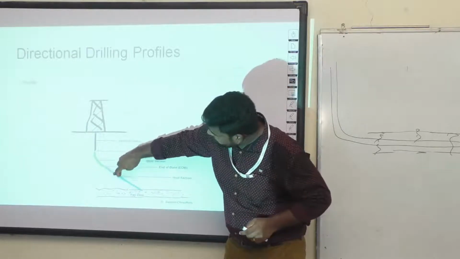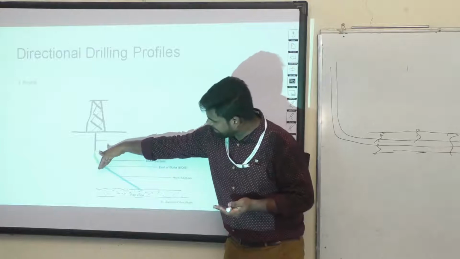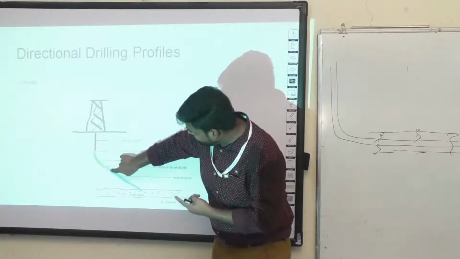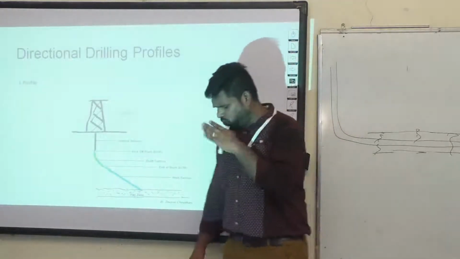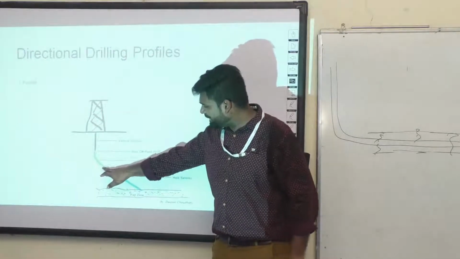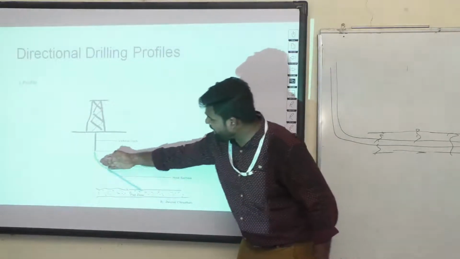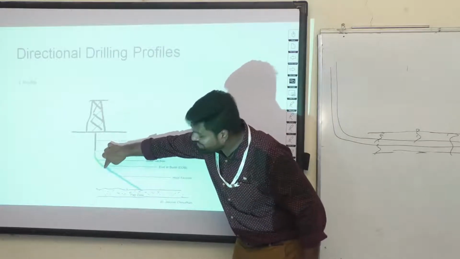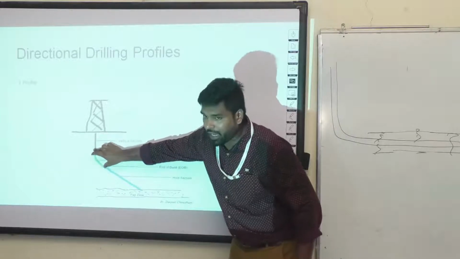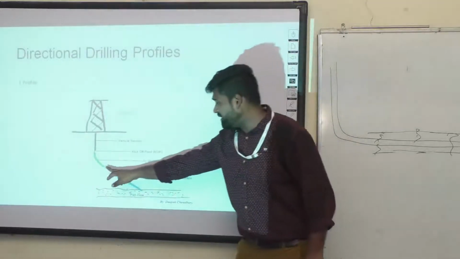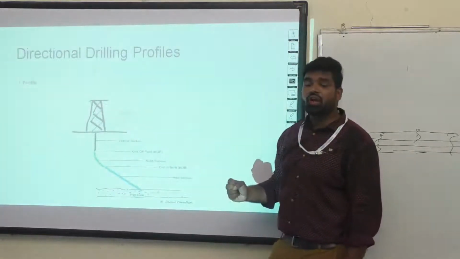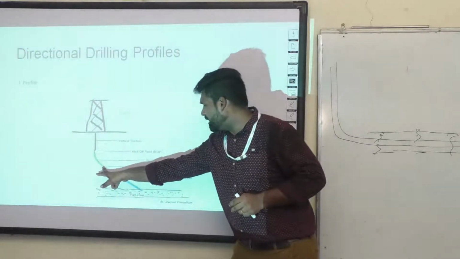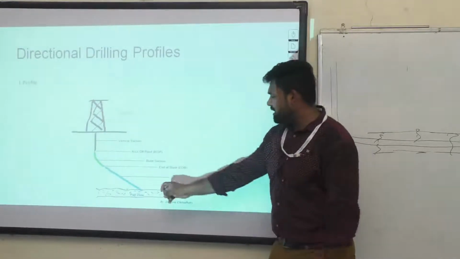So you can say this is also increased now, but you're not calling this a build-up section. Here you are ending the angle, but here you are maintaining the final angle. You are not increasing, you are just maintaining after this. So this is the start of build, and this is the end of build, and this section is called the build-up section. After this is the tangent section or hold section, where you are maintaining the final angle at the end of build till you reach the reservoir.